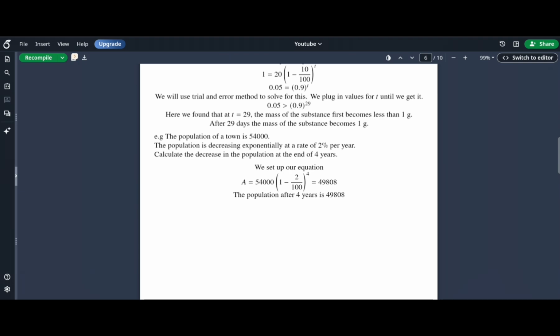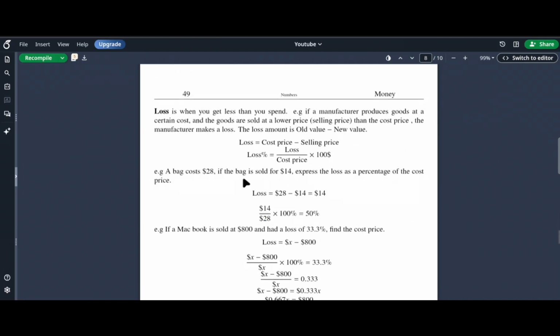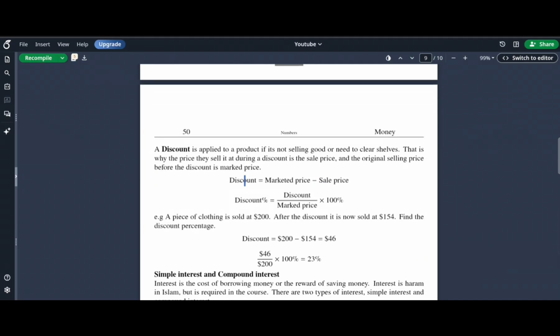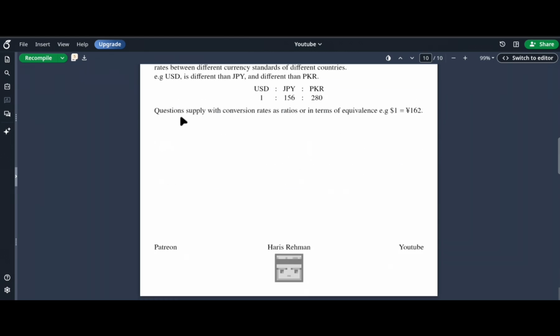Before we do questions on percentages, let's quickly cover money first. Okay, let's start. Money. Everyone loves money, like Mr. Krabs, no? And this is part of percentages and also money. By percentages I mean this profit and loss thingy and discount. The remaining is then part of money.